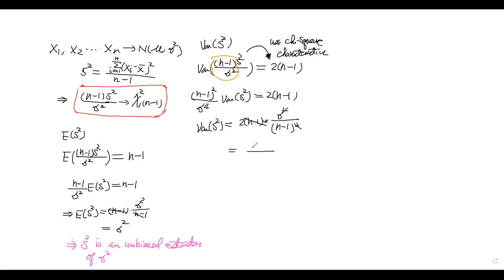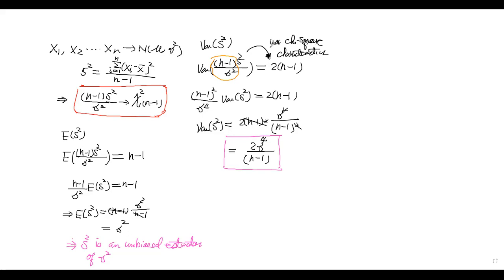So what is the answer here? It's 2 sigma to the fourth over n minus 1. Okay, so this is the variance of my sample variances, right? So it's the variance of s square. Okay, so now number 3 is here.